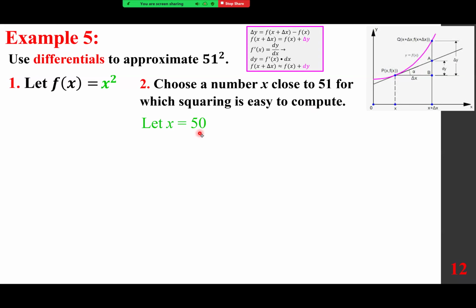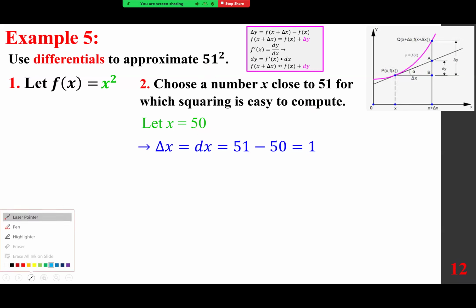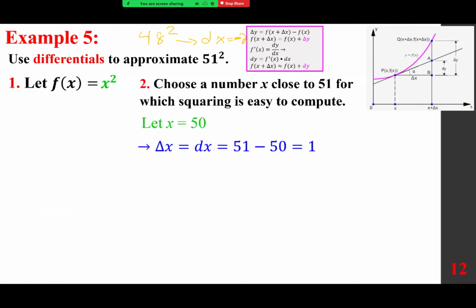What is delta x or dx? We are going from 50 to 51, the difference of positive 1. Delta x or dx is 51 minus 50. And again, just to make sure we understand why it's positive 1, we are going to use 50 to get to 51. If the question was, what is 48 squared, I hope you recognize dx as minus 2. Okay, because from 50, we want to go to 48.